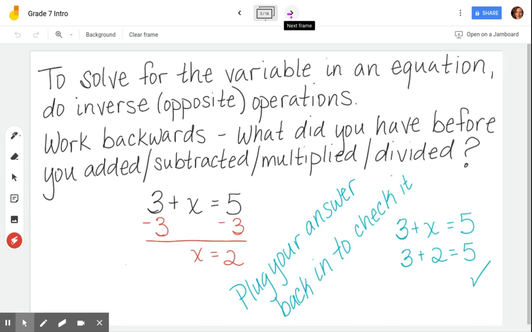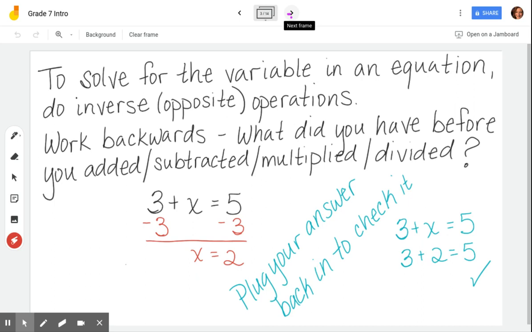When you solve an equation, you want to do inverse or opposite operations. You're working backwards. You want to know what you had before you added or before you subtracted. So you use operations that undo each other. Adding and subtracting, they're opposites, they're inverses. They cancel each other out. Same way with multiplying and dividing.